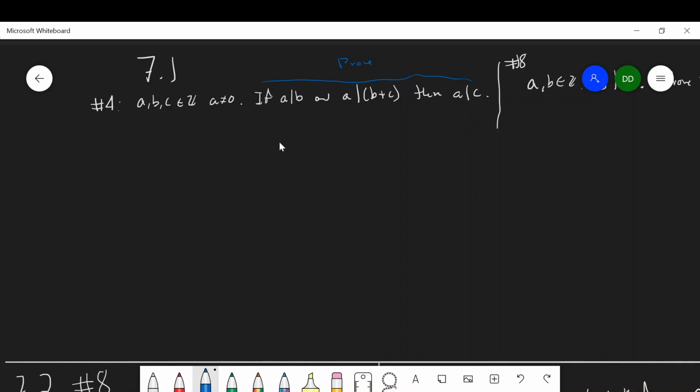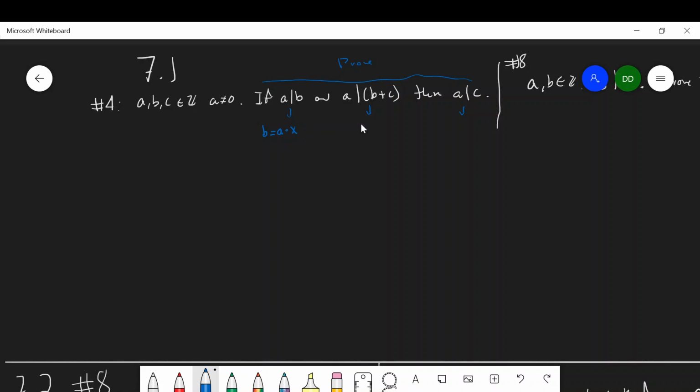Proofs in this section are, for the most part, going to come down to rewriting what things mean. What does this mean? What does this mean? And what does this mean? So let's just start there before we start trying to prove this. A divides b. What is the definition of a divides b? What do I know if I know that a divides b? I know that b equals a times some integer.